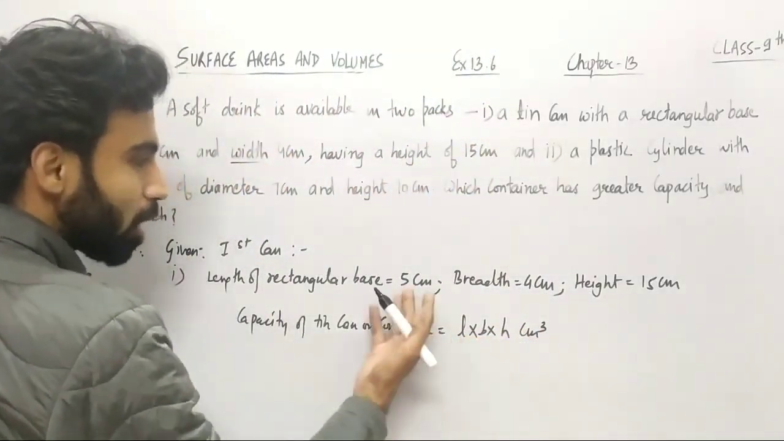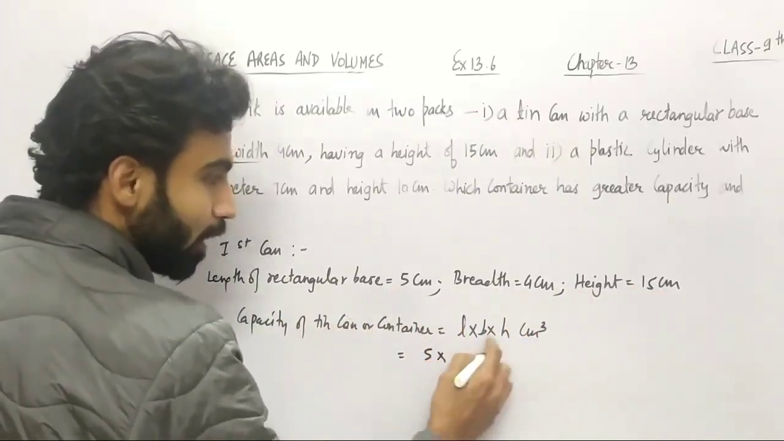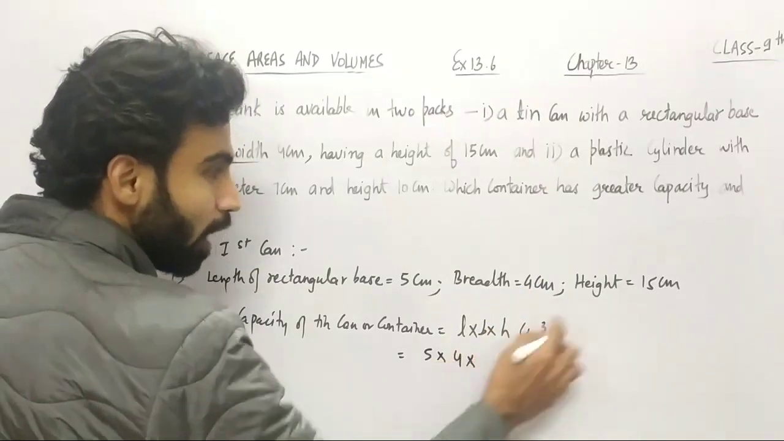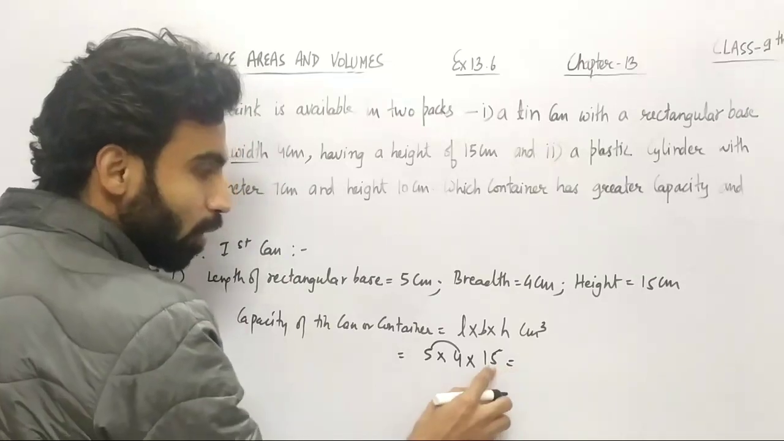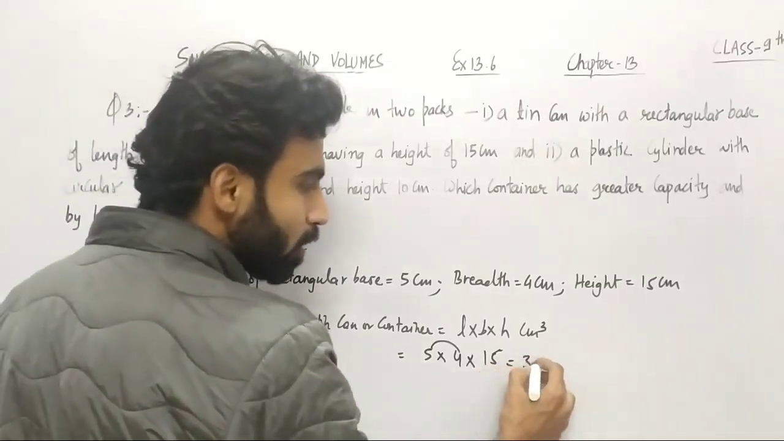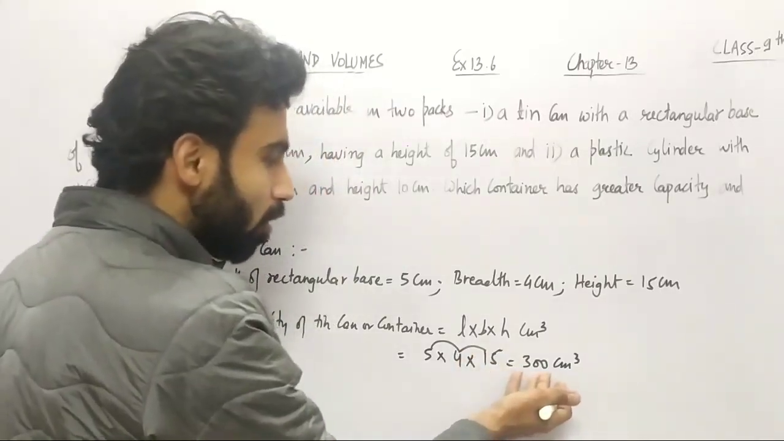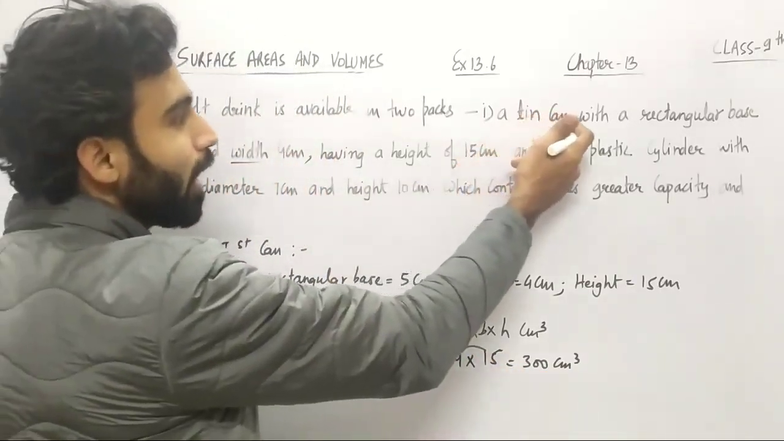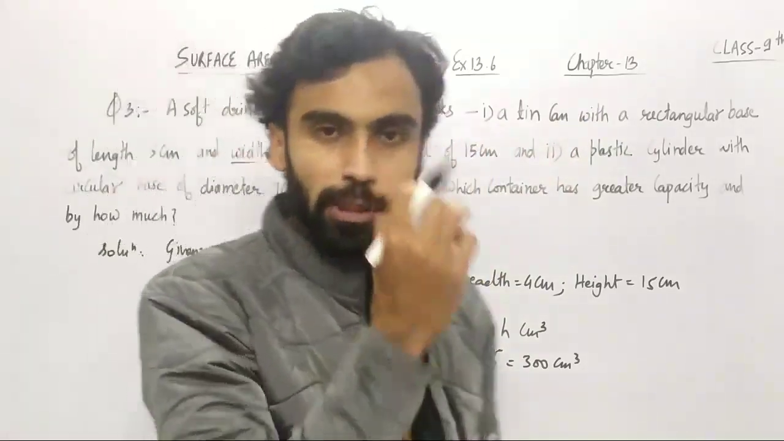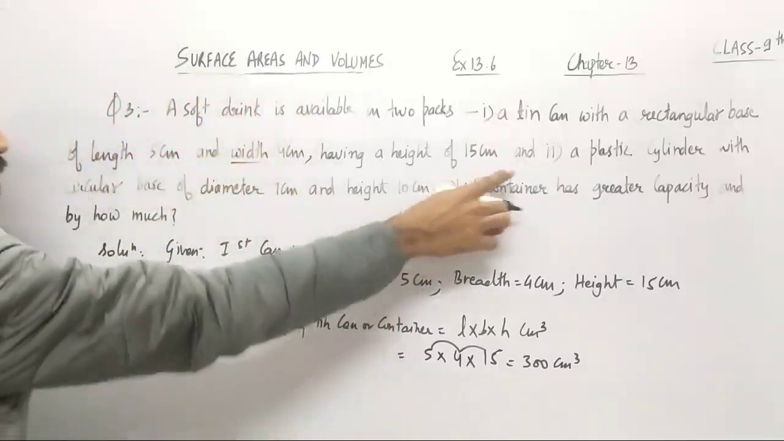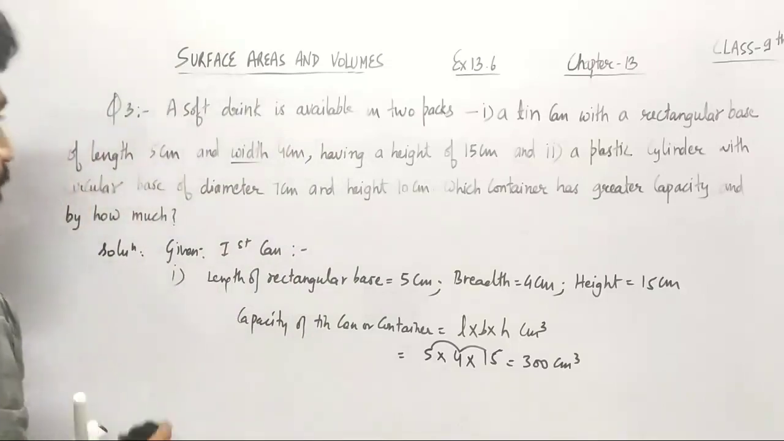Now let me just simply substitute the values given to us. So यहाँ पे length कितनी है, आप देख सकते हैं 5 into breadth हमें given है, that is 4 into height, that is 15, right? Now 5 into 4, that is 20, 20 into 15, right? So there will be 300 centimeter cube, right? So you have got the capacity of this tin can, or you can say the container, the soft drink, you can see, of the first pack, right? Now let us move on to the second part now directly. So before that, let me just make some space above.